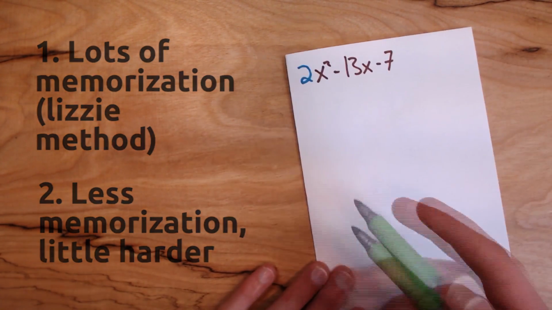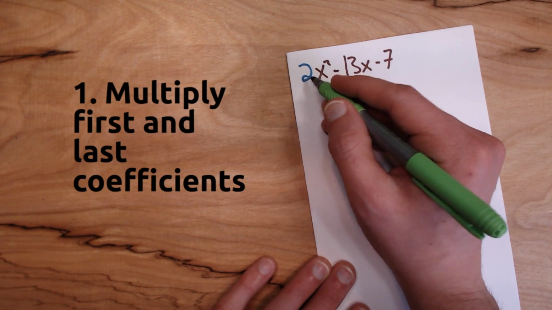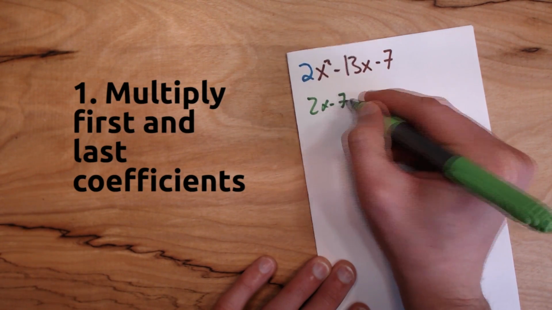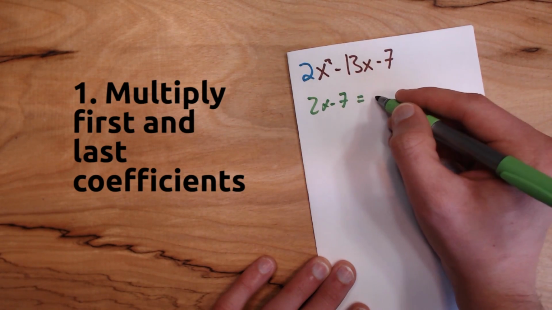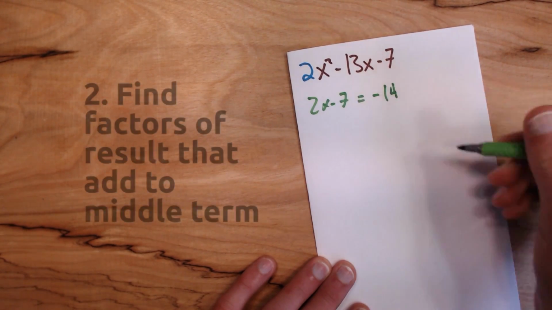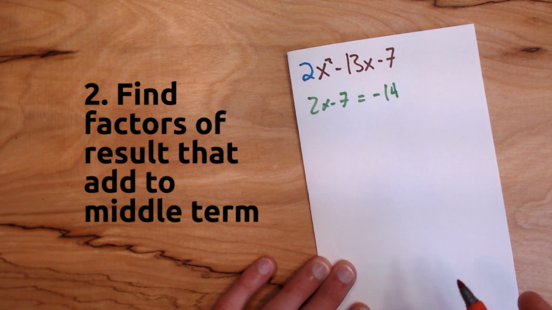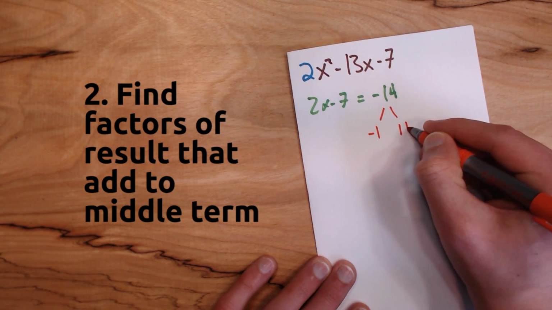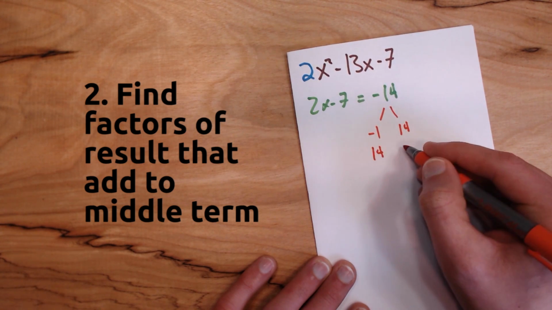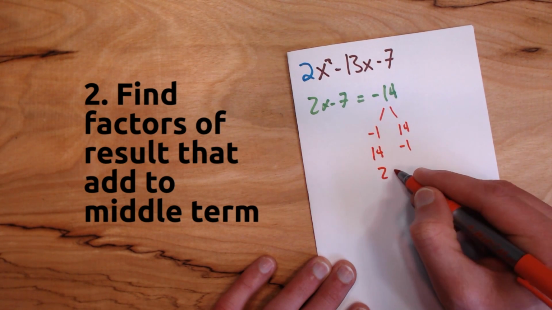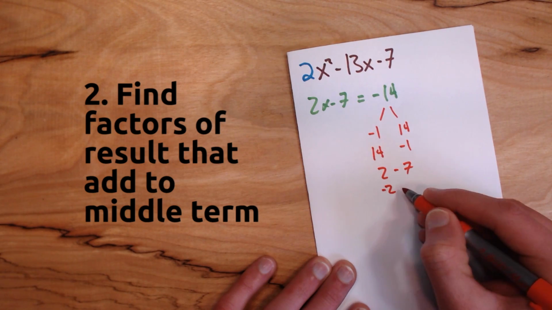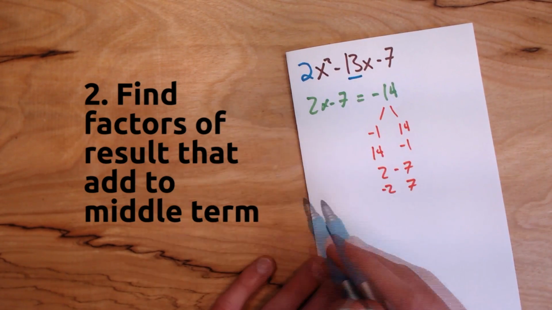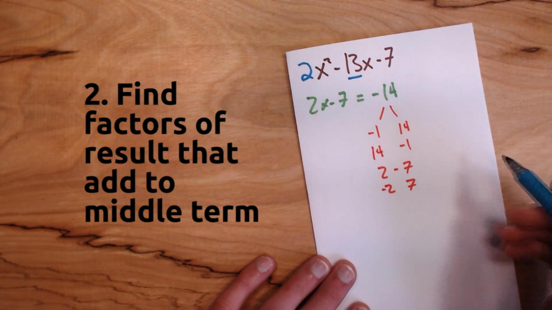All right, so our first step is to multiply the first and the last numbers together. That's step 1. So 2 times -7 equals -14. Step number 2 is to find the factors of -14. And specifically in step number 2, we want to find the 2 factors of -14 that are going to add up to our middle number, which is 13, or -13, excuse me.